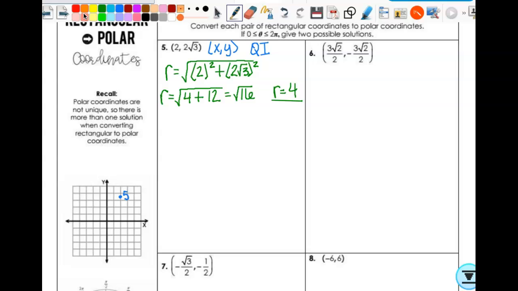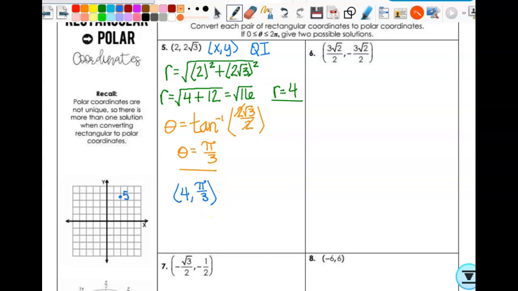So then I need theta. Theta is equal to the tangent inverse of y over x. So that's 2 square roots of 3 over 2. So that's really just the tangent inverse of the square root of 3, right? So theta, when is tangent square root of 3? Pi thirds, and I'm in quadrant 1, so pi thirds is what I want. Okay. So one answer is 4, pi thirds.